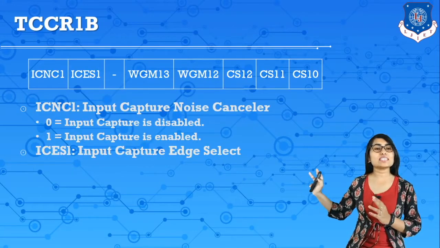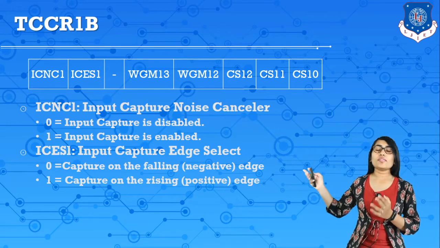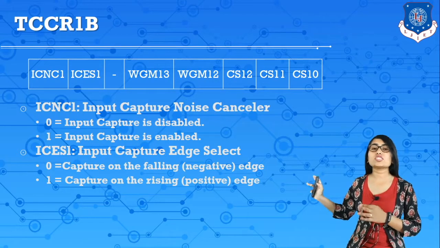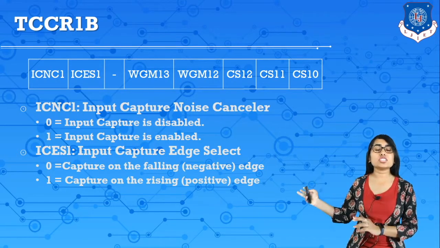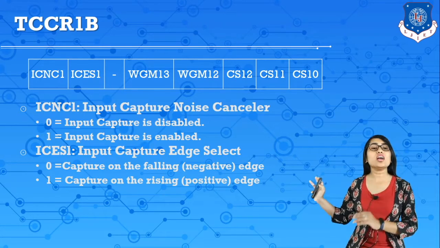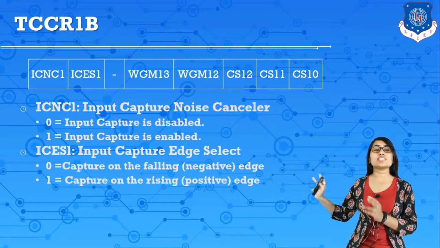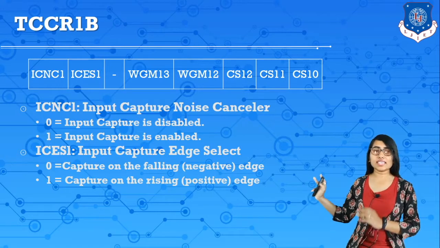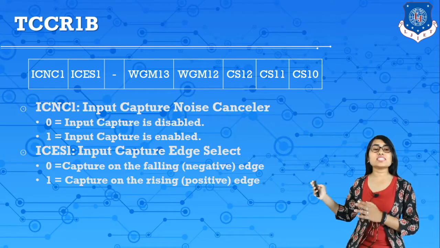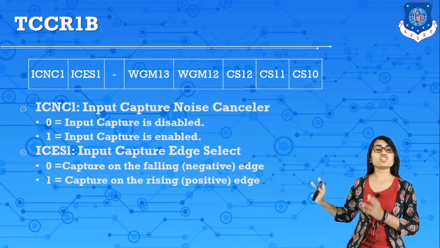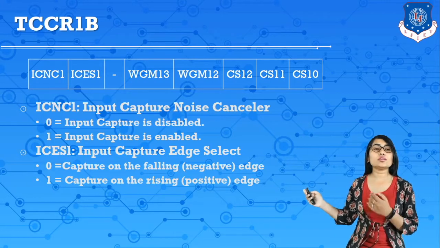In TCCR1B we have ICNC1, ICES1, then an unused bit, WGM13, WGM12, CS12, CS11, CS10. ICNC1 is the input capture noise canceler. 0 means input capture noise canceler is disabled, 1 means it is enabled. Then ICES1 is the input capture edge select. When 0, capture on a falling edge, and when 1, capture on a rising edge. So these are all the bits for the input capture function of Timer 1.